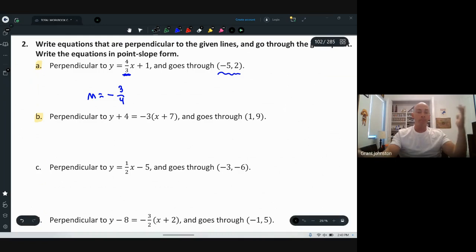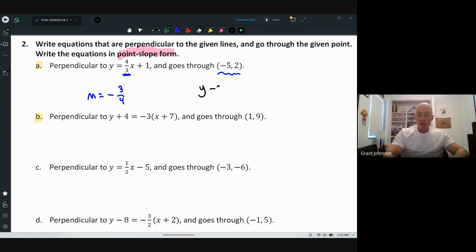It's the negative reciprocal, and it goes through this point. So let me write the equation in point-slope form. Remember, it says point-slope form here. So I'm going to have y minus 2, my slope was -3/4 we just figured out, and then x plus 5. That's in point-slope form.